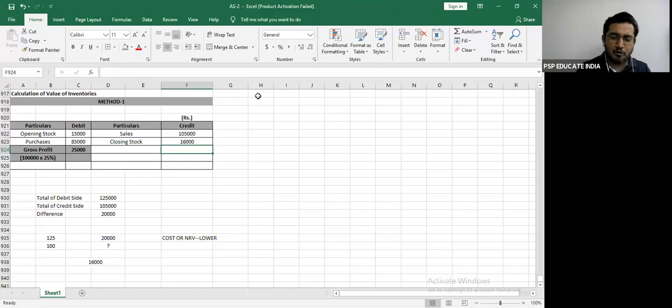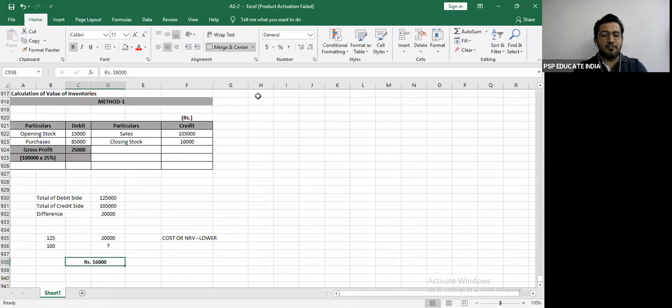20,000 includes profit, but in closing stock, cost or NRV, whichever is lower, is always taken. So we thought in this way: 125 is the value including profit, and then our value comes to 20,000. When cost is 100, how much will it be? You get 16,000 rupees. Are you getting it? You get how much? Rupees 16,000.